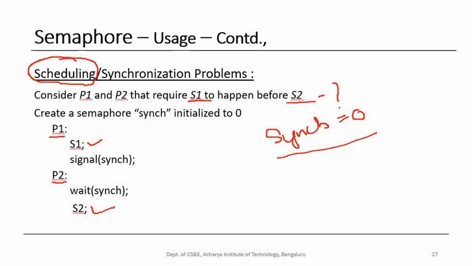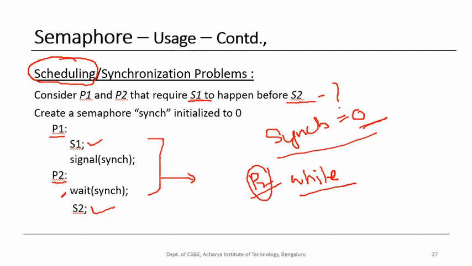Now you know that during scheduling any one of these two processes could be picked up for execution. Suppose P2 is picked up for execution, then what will happen? Wait is performed on sync, because the value of semaphore sync is equal to 0. The process P2 has to wait. It will start executing the while loop. It gets stuck in the while loop, and after some time it is taken out of the CPU, right, by the scheduler, and P1 is picked up for execution.